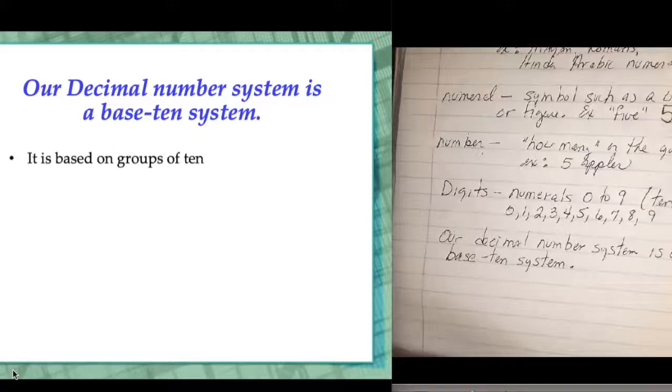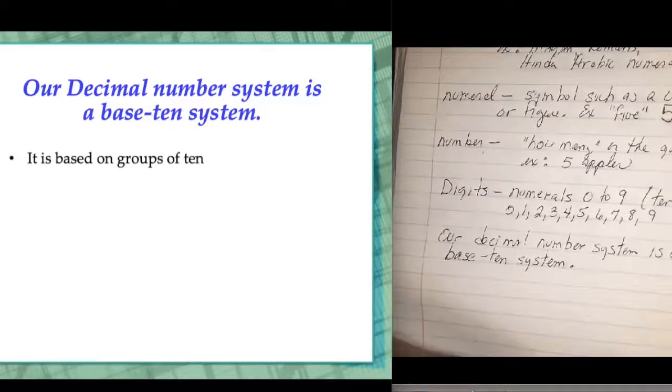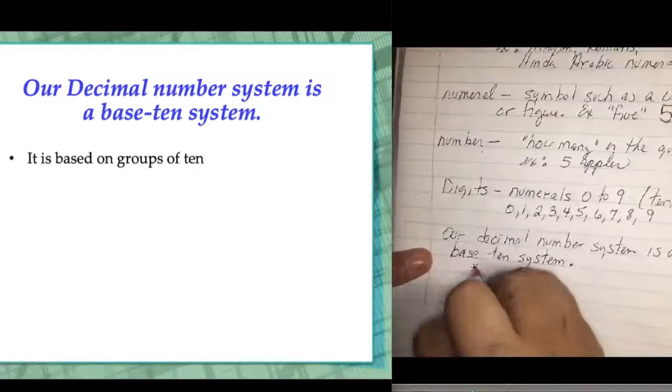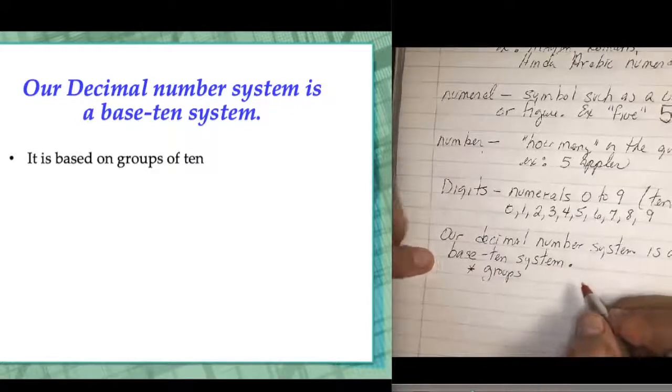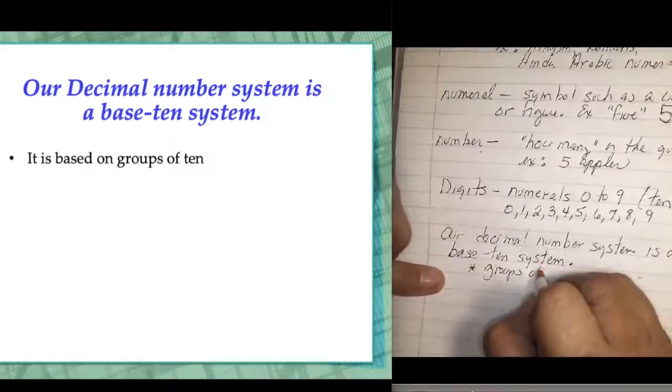Okay, so what does base 10 mean? Base 10 means that we group our objects into groups of 10. So this is groups of 10. Our base 10 system is based off of groups of 10.